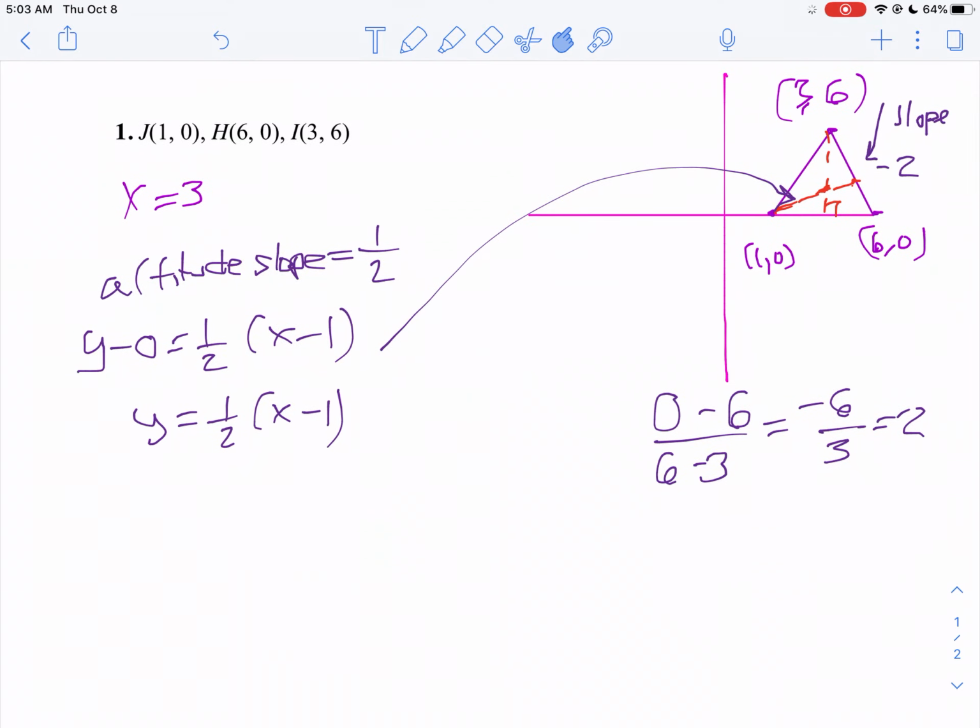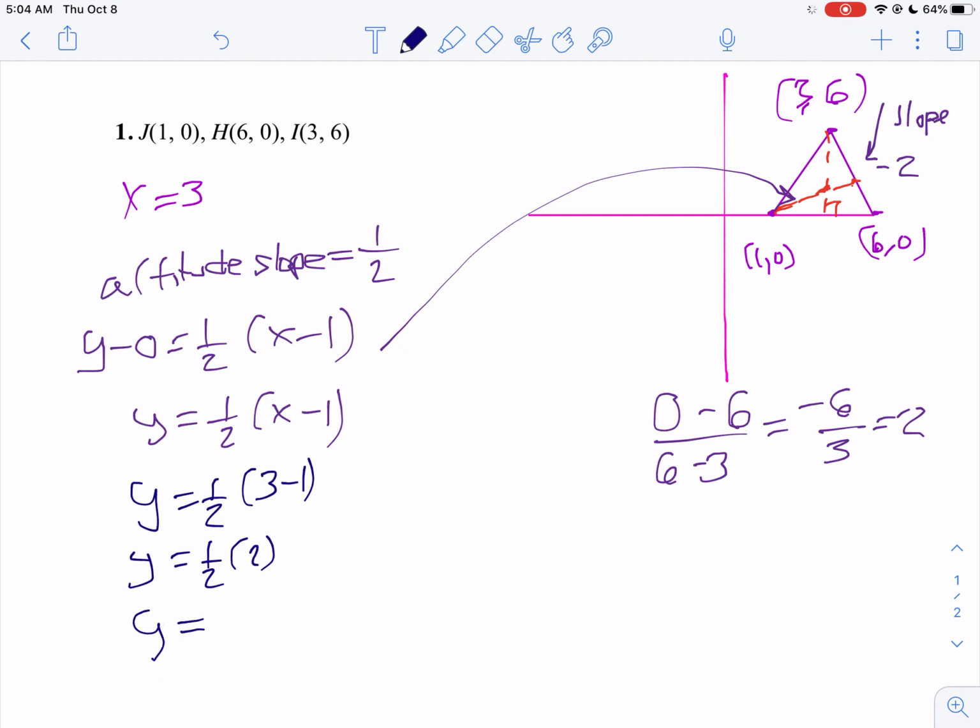Now I've got a system of equations. I know x equals 3 and y equals 1/2 times x minus 1. Well, let's find y by replacing x with 3. So in other words, y equals 1/2 times 3 minus 1. Well, simplify that. That's 1/2 times 2, which is 1. So the orthocenter is at 3 and 1.